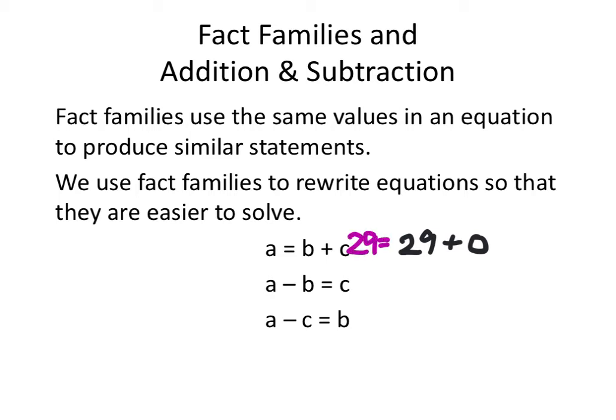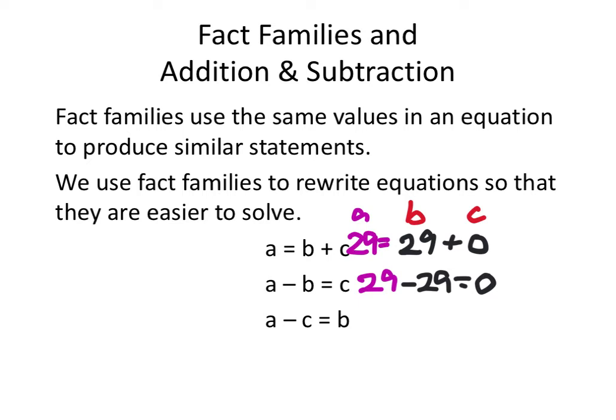Okay, so the 29 in purple there is the A, the black 29 is a B, and the 0 is a C, right? So you could rewrite this if you wanted to as A is 29, so it's 29 minus the black 29 equals C, which in this case is 0, right? And hopefully we know that that's a fact. 29 minus itself is 0.